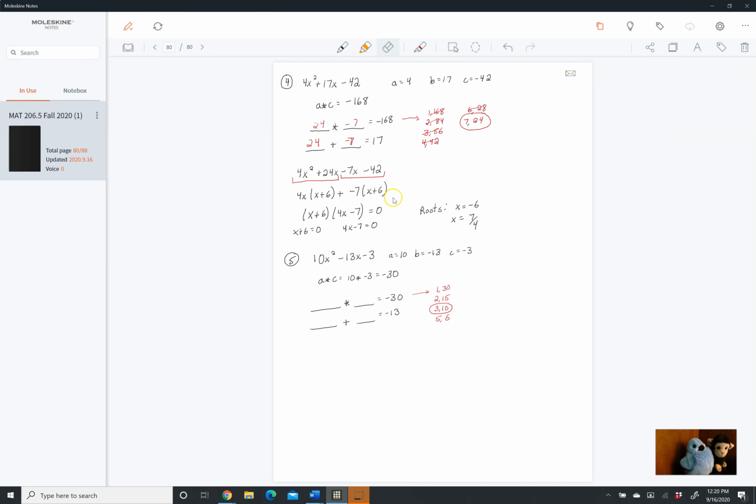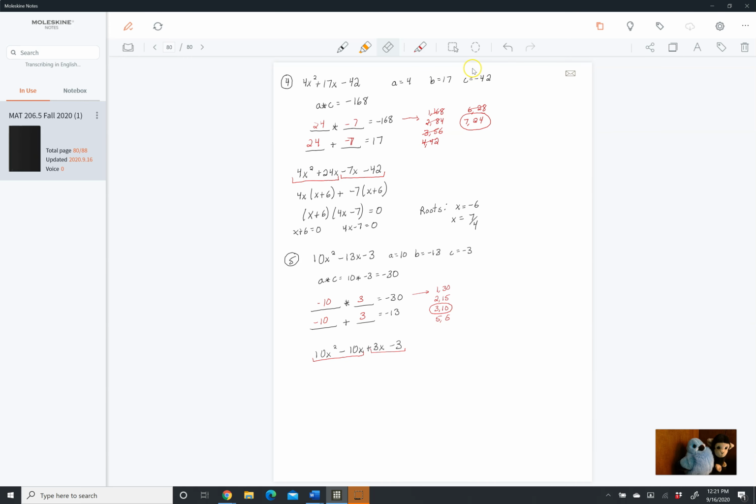Okay. So this is negative. Our b is also negative. So we need a negative 10 and a positive 3. Okay. That means 10x squared minus 10x plus 3x. Again, if you did it in a different order, you can still get the same answer. It's just that this step looks a little bit different. You're doing it the same way, but it looks different on the paper. So we have 10x squared minus 10x and 3x minus 3.